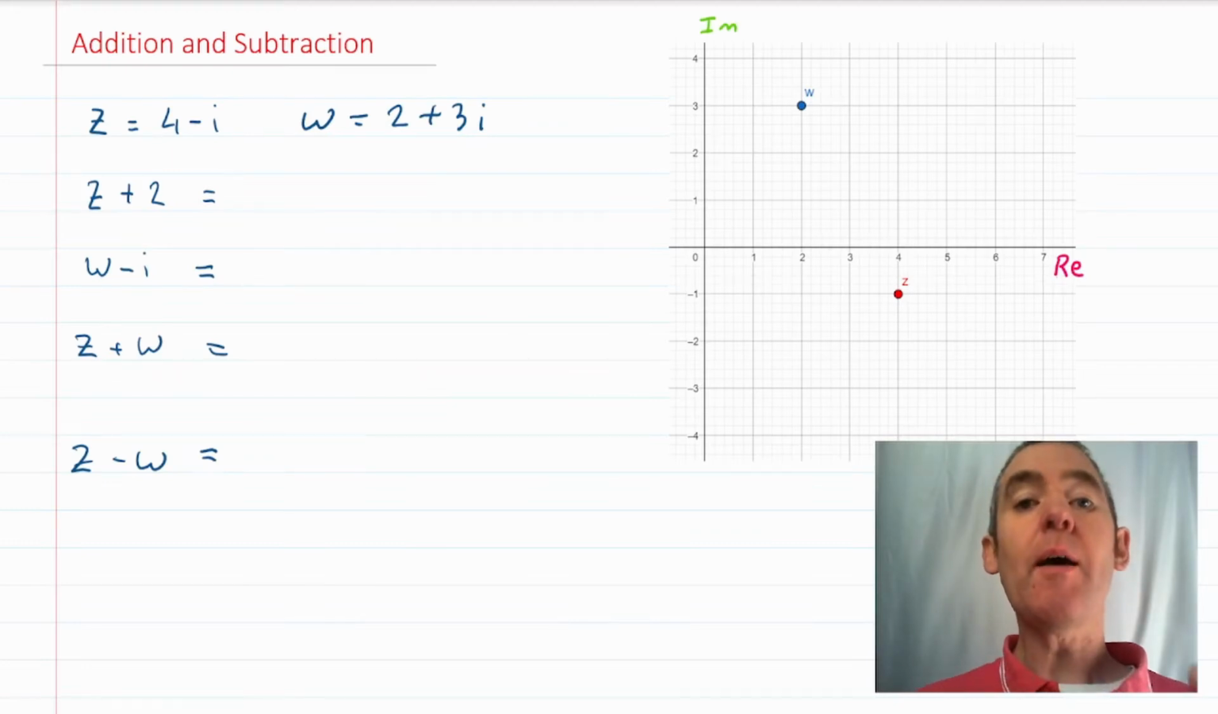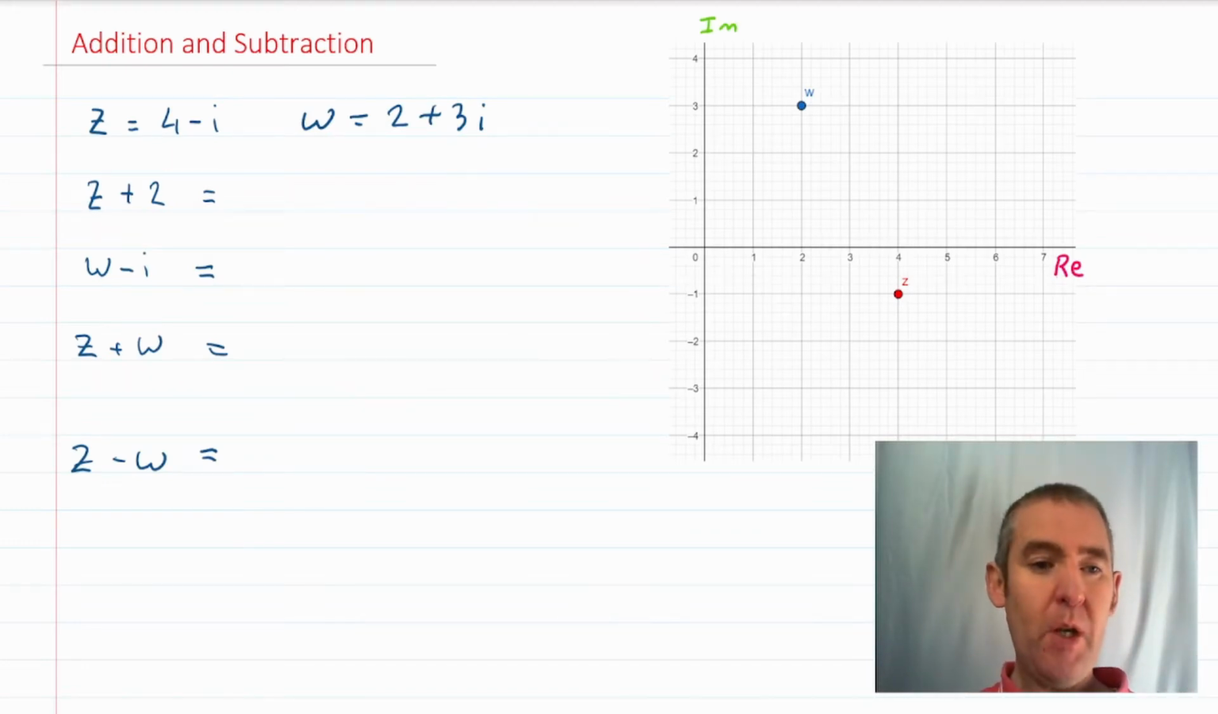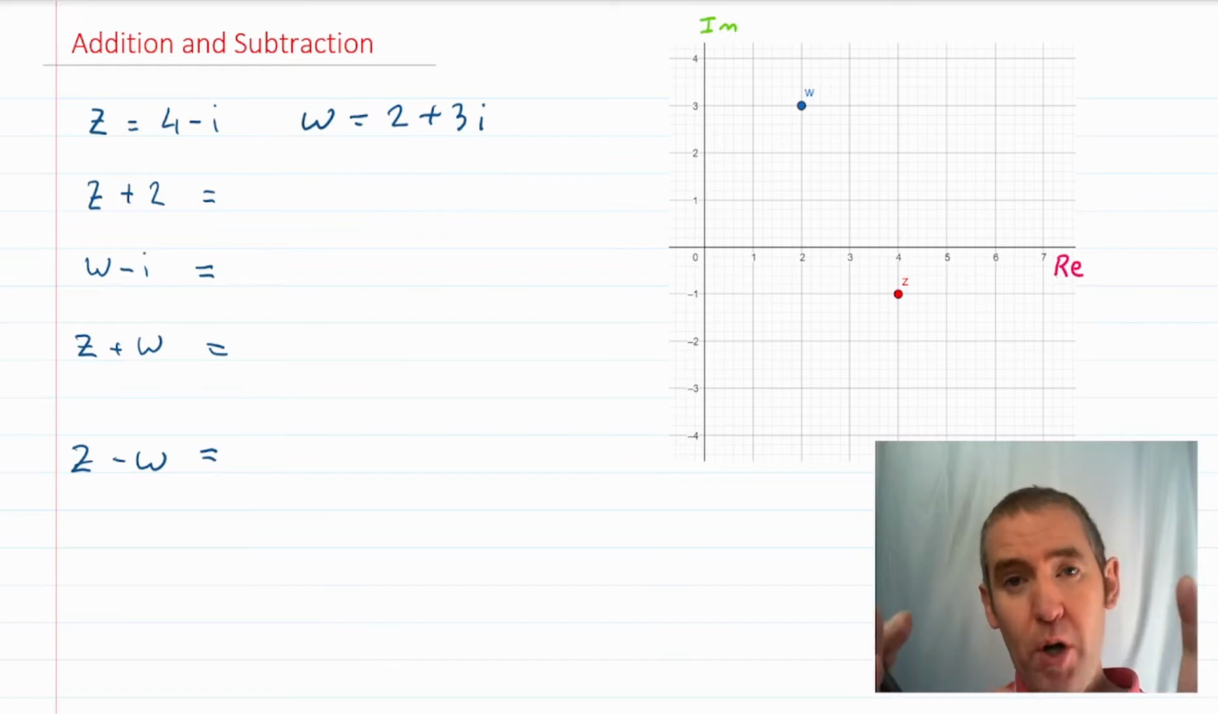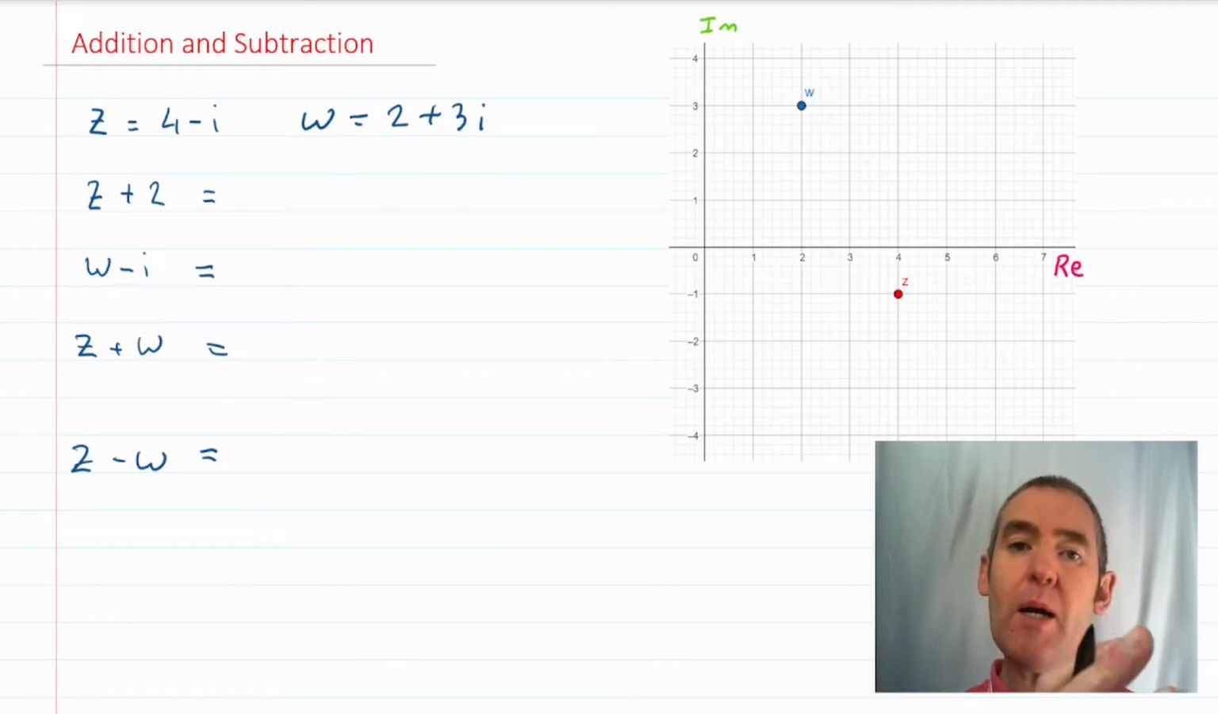We're going to look at adding and subtracting complex numbers. So I want you to think of a complex number as one number but made up of two parts, a real part and an imaginary part.